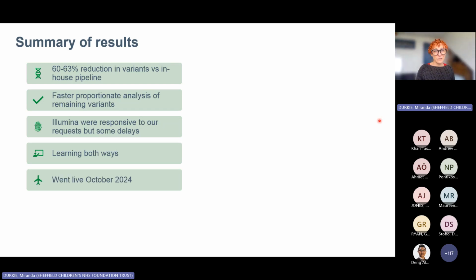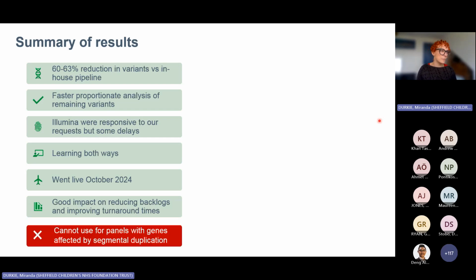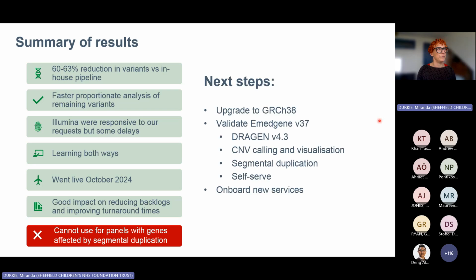So we went live in Sheffield in October 2024. We've done nearly 250 cases in it because we've limited it to 2 services at the moment. But we've seen a really positive impact on reducing backlogs and improving turnaround times within those services. So I think the big negative at the moment is that we cannot use it for panels affected by segmental duplication. So we're having to keep panels on our in-house pipeline, but we are hoping with upgrades that are coming to Emedgene that will improve.